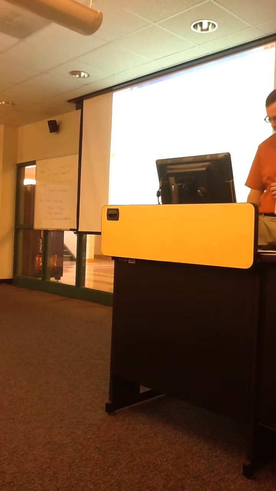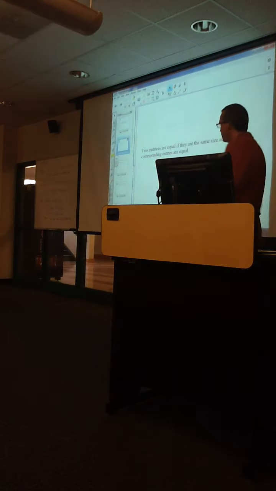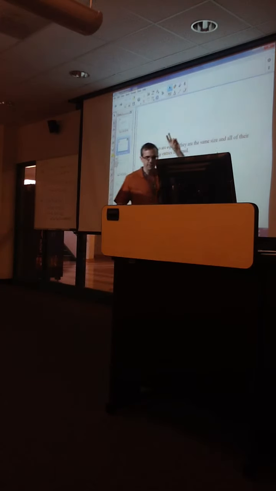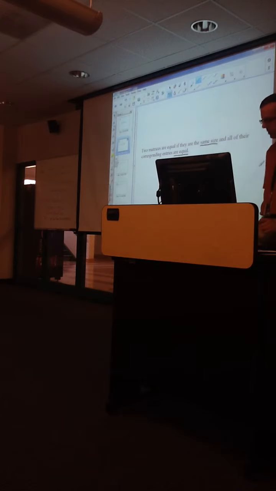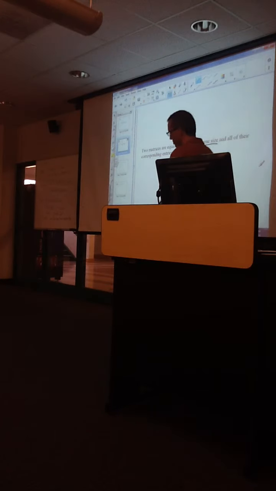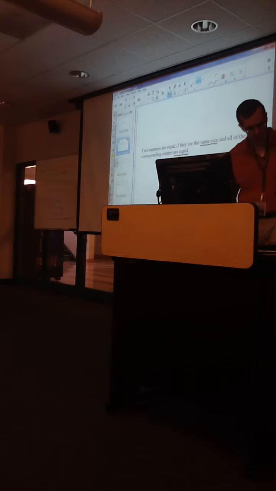Going to learn that in this section. We're going to start with what it takes for two matrices to be equal. Two matrices are equal if they have the following two things in common. They have the same size, so the matrices have to be the same size, and all of their corresponding entries are equal. What do I mean by corresponding entries? Well, I'll talk about that when we look at some examples.